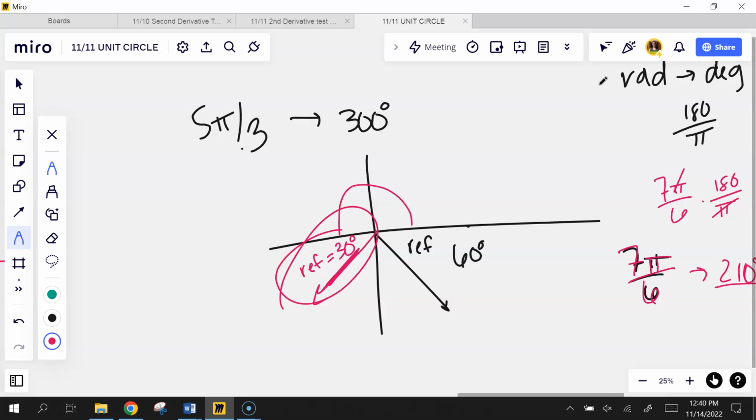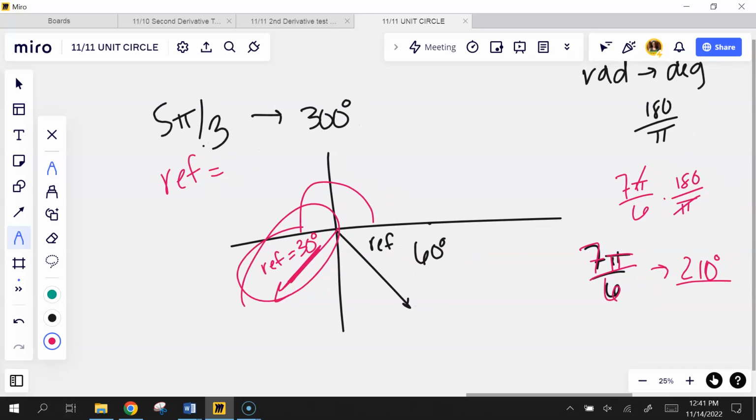Now you have to multiply it by 180. No, pi over 180. I just said that. Multiply that by pi over 180. I said that before you.